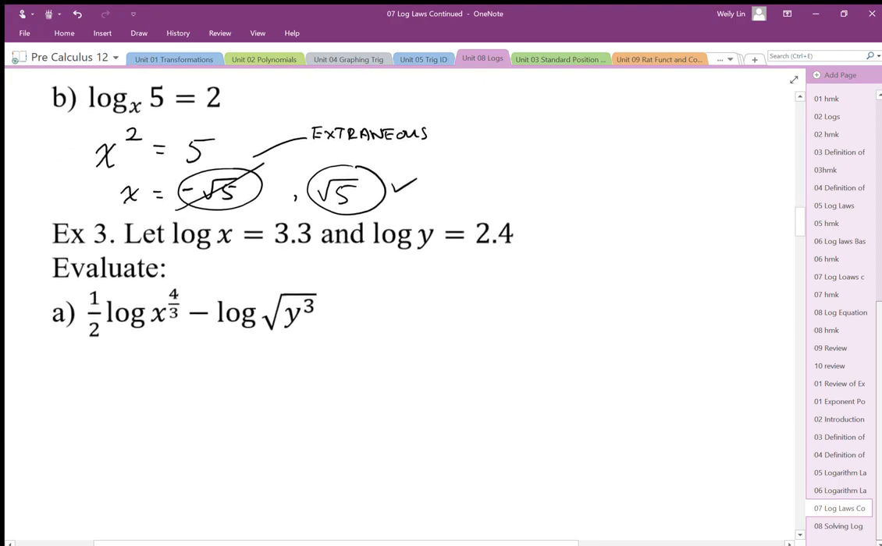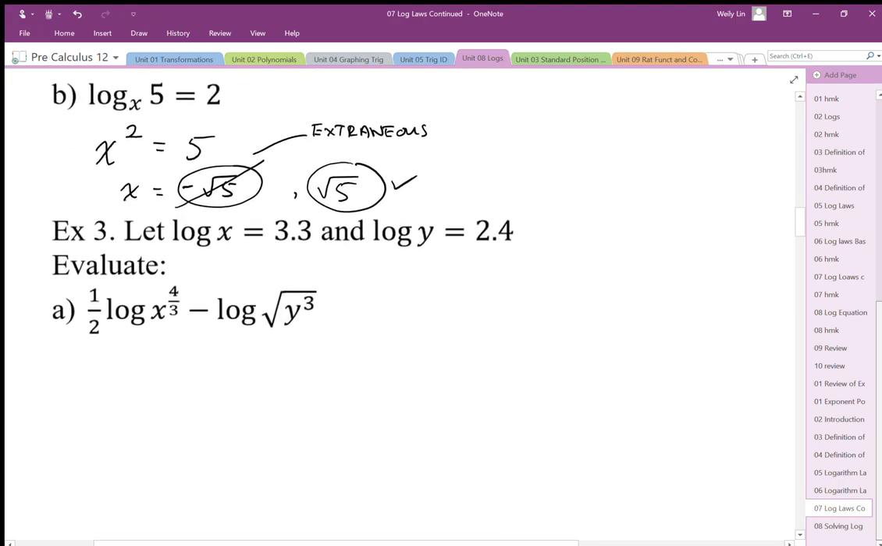So again, with these problems, I showed you 2 different ways to do this, but I want you guys to try to use some log properties to isolate the log x, and then we can use the value of log x that's given here as 3.3. Okay, so that's just more of a random value. It could be any value. So 3.3 here, and here the log y is 2.4. So we want to isolate the log x and log y parts of this expression using some log properties.